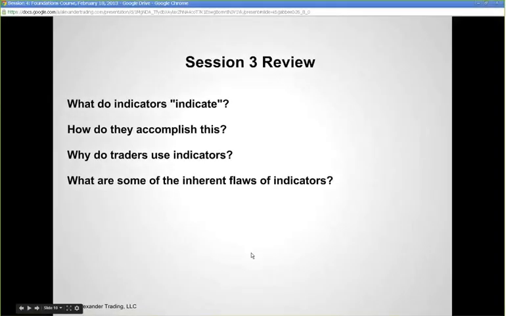This is some of the stuff that we covered last week. So what do indicators indicate? What are indicators indicating? No, that's what they're made of, Raj. They're not indicating that. When I put an indicator on my screen, what is it indicating? What am I hoping it's indicating?